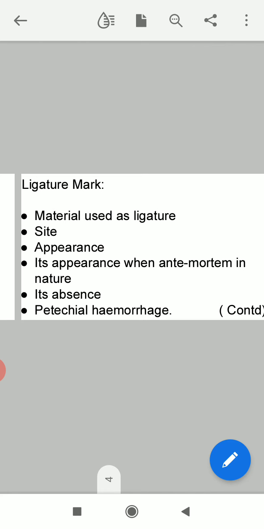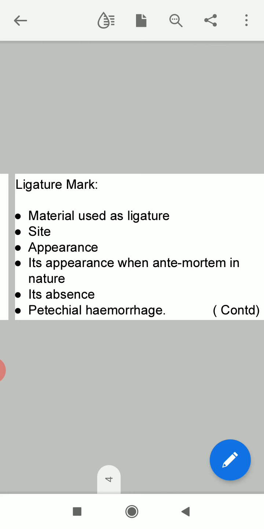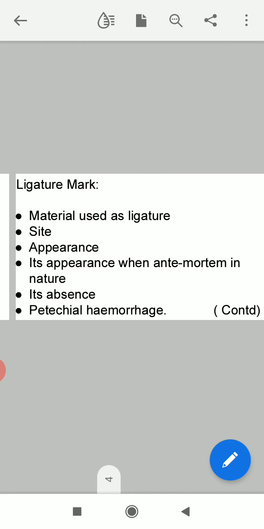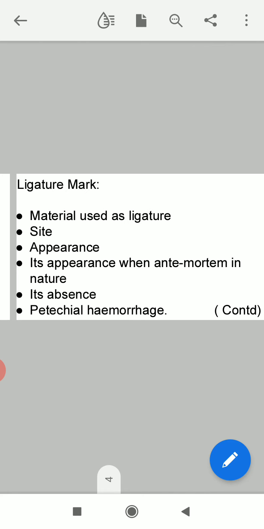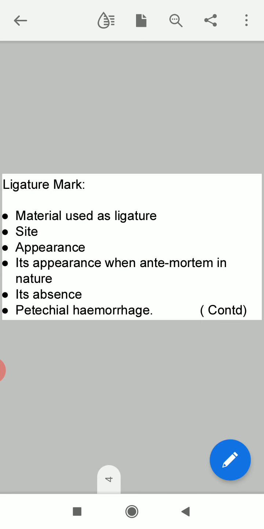Sometimes, or it usually happens that due to the presence of clothes and hair, you will not find the ligature mark in the back, right? Then petechial hemorrhage. Petechial hemorrhage around the ligature mark or in the nearby areas of the ligature mark confirms that strangulation was done during the life of the person. It is antemortem strangulation, right? So the presence of petechial marks in the nearby areas of the ligature mark shows that it was antemortem strangulation.